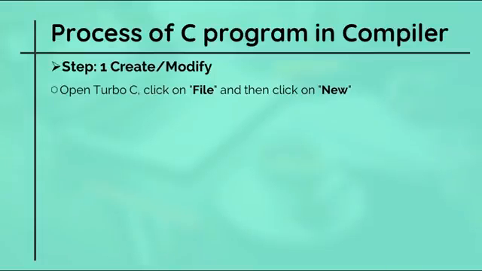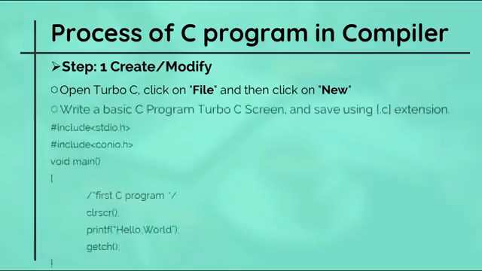We have already covered in our last video the steps to create a C program using Turbo C. For that, open Turbo C, click on File and then click on New. Write a basic hello world C program in the Turbo C screen. Save the program using the .c extension. The file saved with the .c extension is called the source file and is sent to the compiler when you command Turbo C to compile the C program.